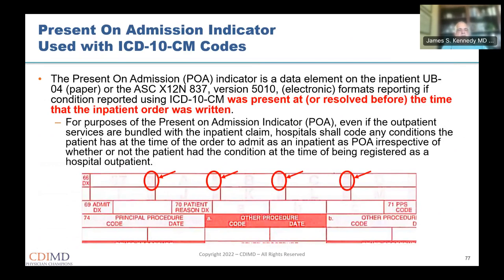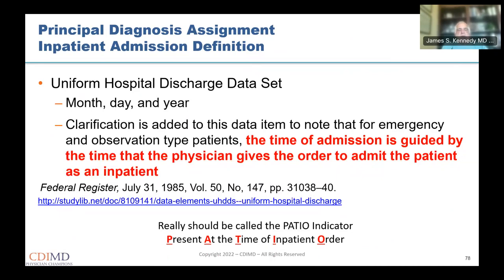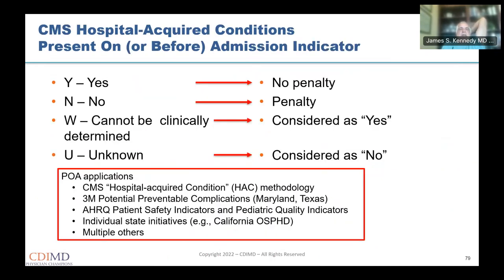Another diagnosis consideration that you will need to encounter is what we call the present on admission indicator. This is whether or not a condition was present or resolved prior to the time that the inpatient order is written. So this is based again on the time of the inpatient order. It could also be called the present at the time of inpatient order, or POTIO, indicator instead of present on admission. And the answers could be yes, no, or cannot be clinically determined. Yes is no penalty. No, there's a penalty. Cannot be clinically determined is considered to be a yes. So present on admission indicators are something that we will be covering.